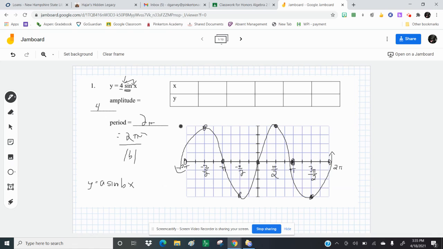And the only thing different is if it was a cosine curve, instead of starting at 0, you'd start at the amplitude, you'd end at the amplitude, halfway in between you'd be at your negative amplitude, and then halfway in between those two you'd be at 0. I hope this helps.